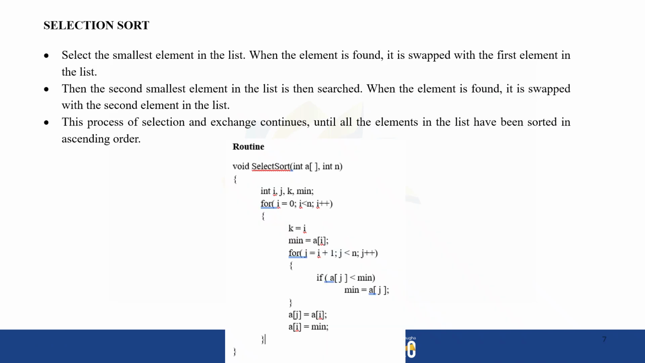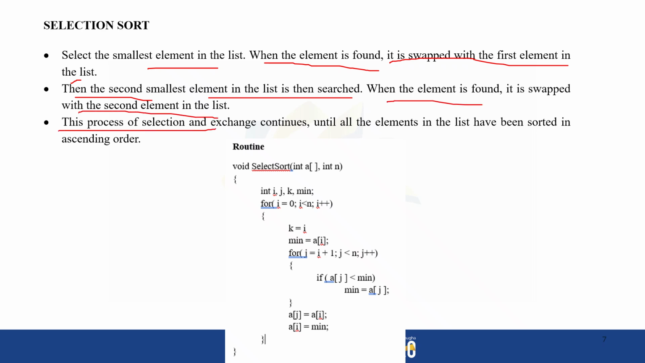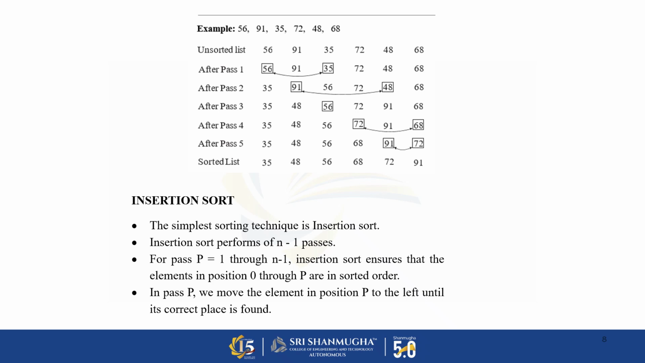And next, selection sort. In selection sort, the smallest element in the list is found. When this element is found, it is swapped with the first element in the list. Then the second smallest element in the list is searched, and when it is found, it is swapped with the second element in the list. This process of selection and exchange continues until all the elements in the list have been sorted in ascending order. This is the selection sort procedure.